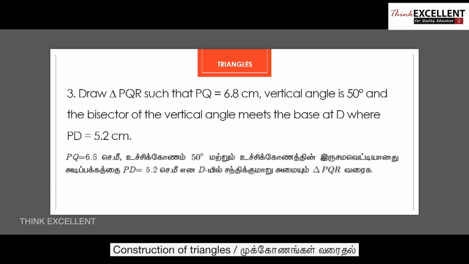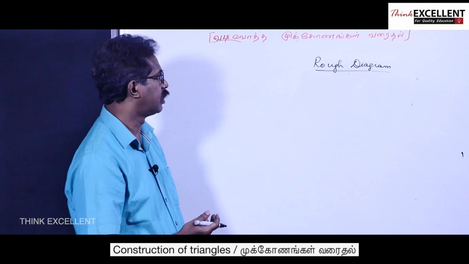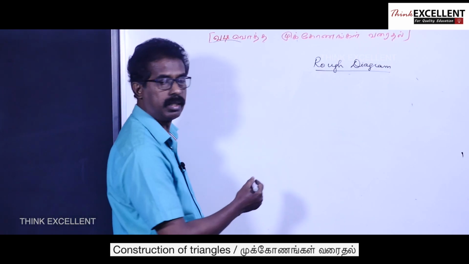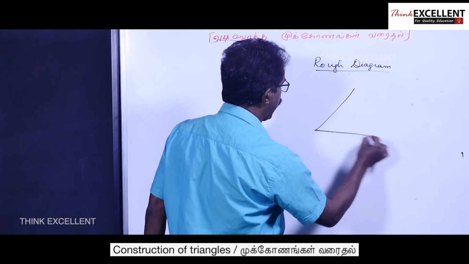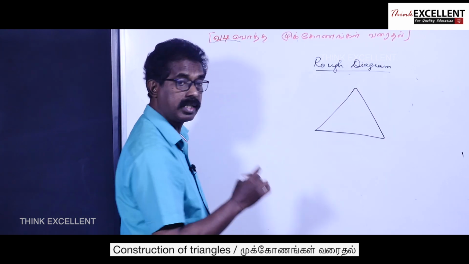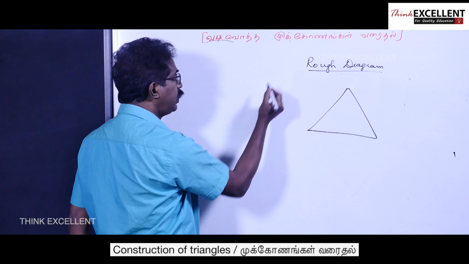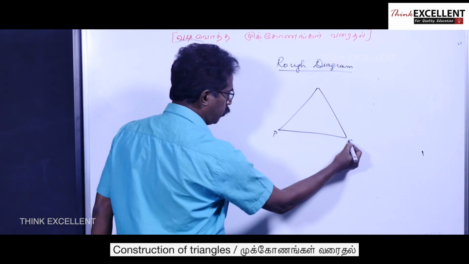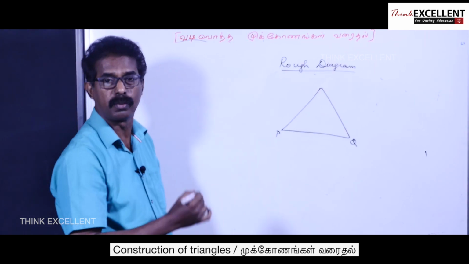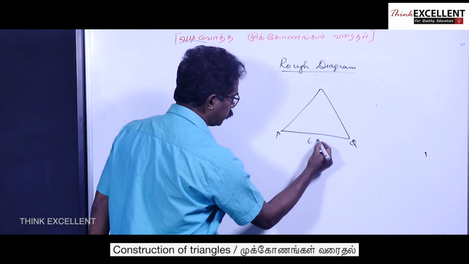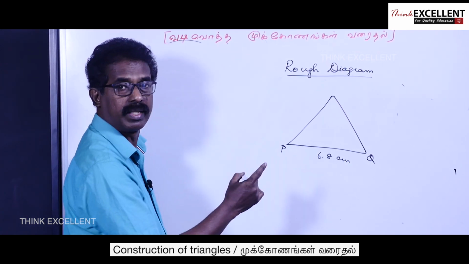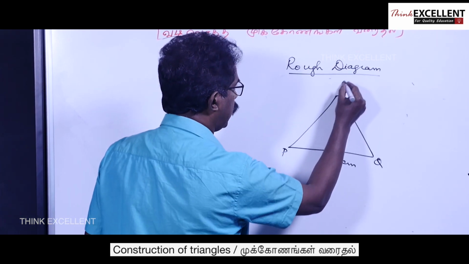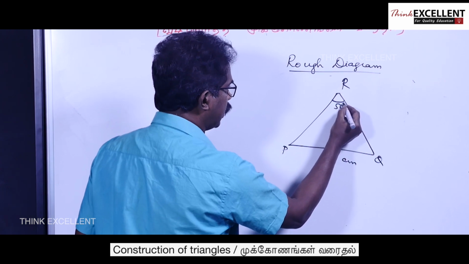See the rough diagram for this sum, triangle PQR. How to give name? The previous question I said, right? What is given here to see? PQ they given, so take here PQ. Base is given, base we need. So base is 6.8 centimeter. And here the vertical angle is 50 degree. So PQR, vertical angle is 50 degree.